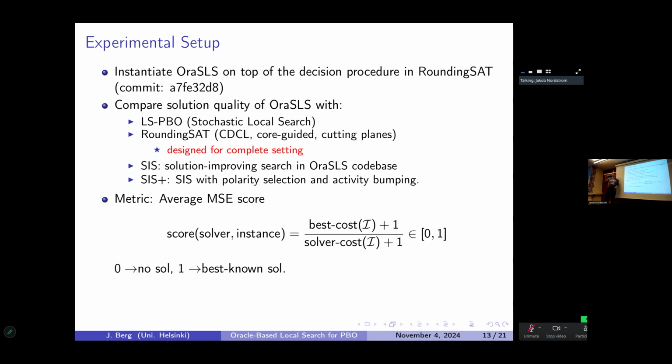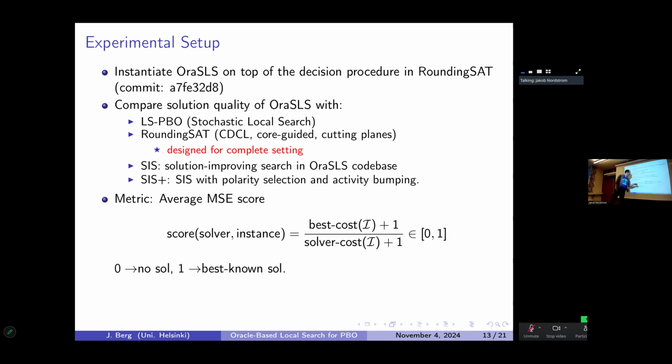And what effect does this Mrs. Bieber loop actually have? And the plus refers to this polarity selection and activity bumping. So it's sort of an ablation study of what do these things actually do. The main metric we used is the same as we used in the evaluation, anytime track.